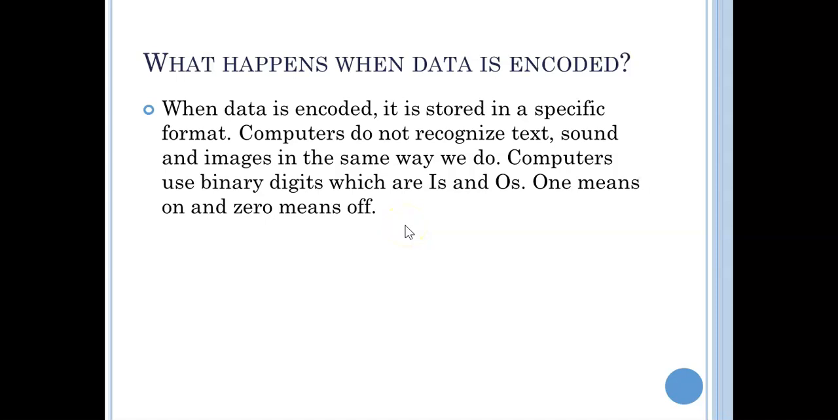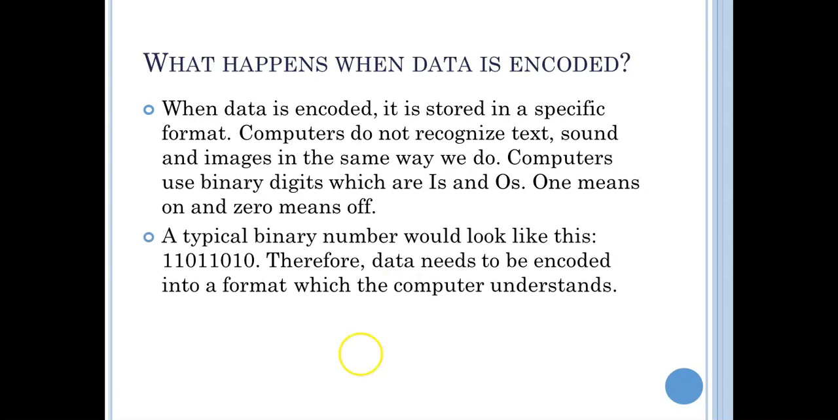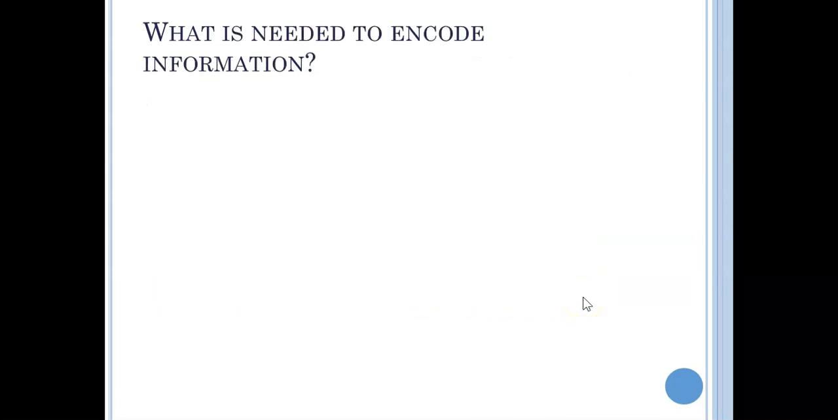So remember, like in IGCSE, we know that computers can only read information in digital format, which will be binary code, and it doesn't really pick up information in the same way we do, which would usually be analog data. A typical binary number would look like this: ones and zeros. So this is an example, 11011010. Therefore, data needs to be encoded into a format which the computer understands.